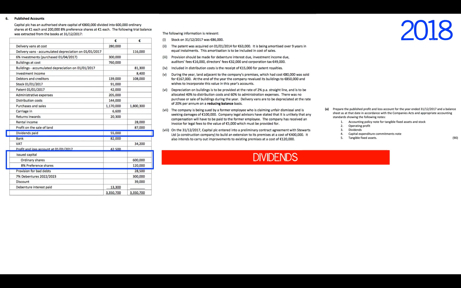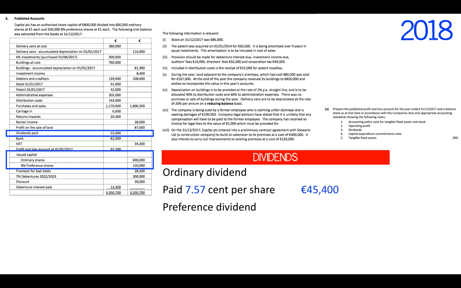Now, we have to do the dividends. So what we need to do here is say how much ordinary dividends were paid out and how much preference dividends were paid out and how much cent were paid per share as well. So total dividends here were 55,000, and we know here issued capital ordinary shares, we've got 600,000 ordinary shares at €1 each, and we've got 200,000 8% preference shares at €1 each as well. So all the shares are €1 each. So 8% of 120,000 is €9,600. So that is how much the preference shareholders were paid.